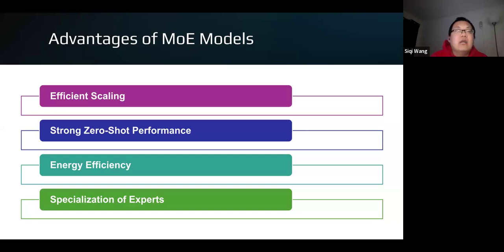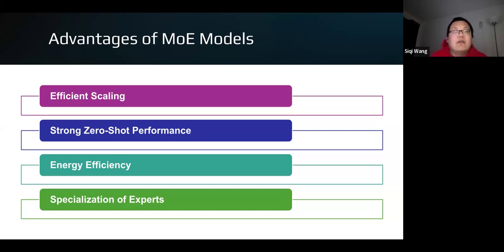The second advantage is stronger zero-shot performance. MOE shows good performance in zero-shot settings, outperforming dense models on the same compute budget. And this makes them useful for general-purpose AI models that must perform well without task-specific fine-tuning.